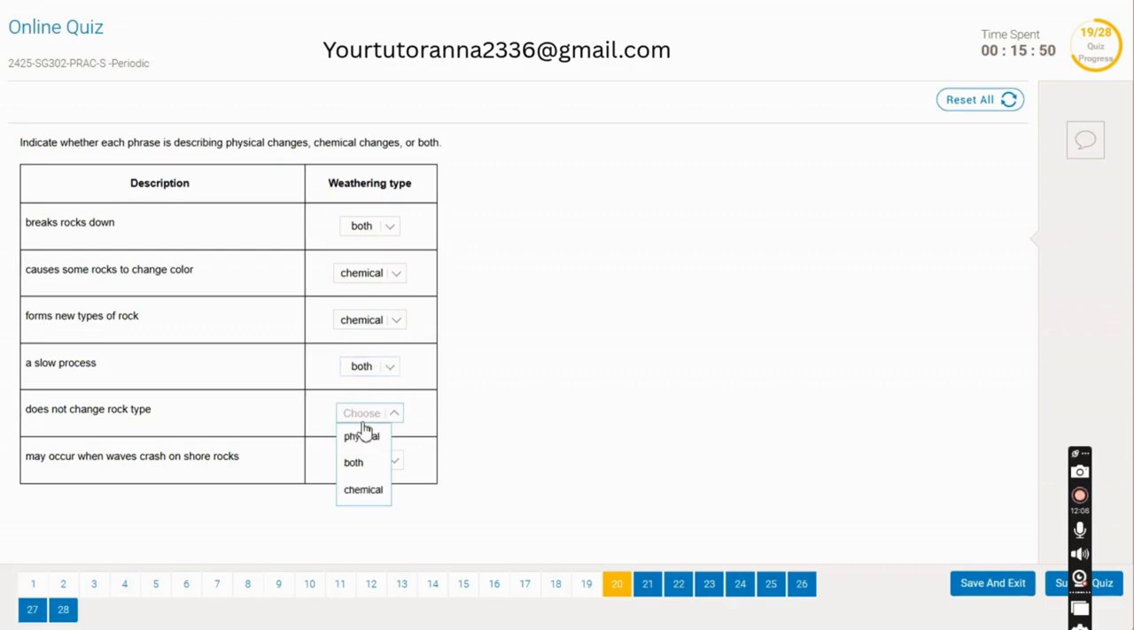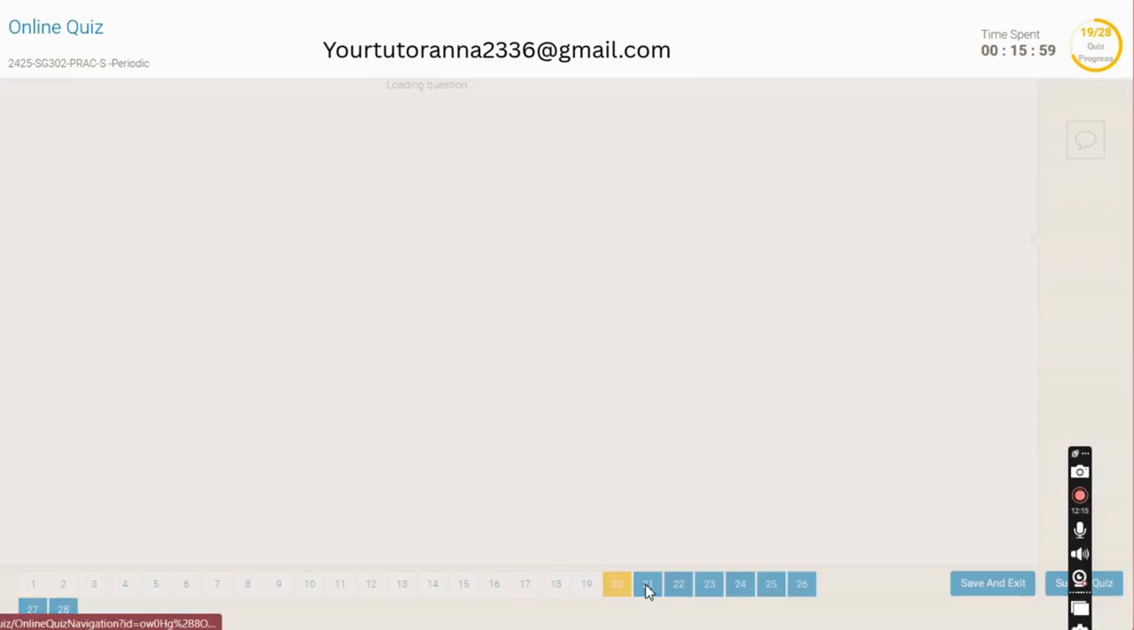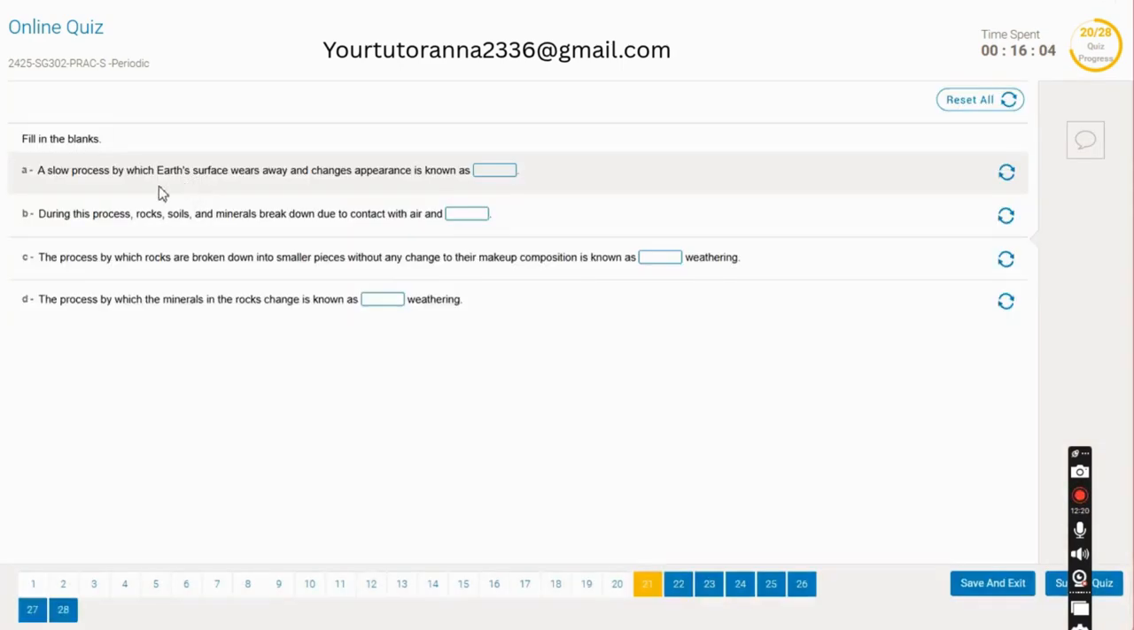They're both slow. Does not change the rock type, physical, and may occur when waves crash on rock shores. Again, remember, it's physical only. So physical. The next one, okay, please give it a minute.